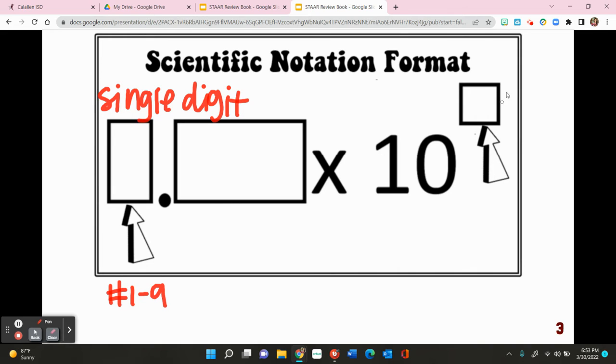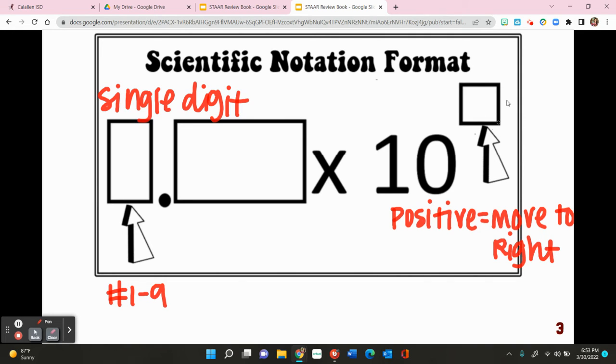Now, also important to note is your exponent. If you are going from scientific to standard, if you have a positive exponent, this means you're going to move your decimal to the right. So you will move your decimal however many times to the right this exponent is. Now, if your exponent is negative, this means that you will move your decimal to the left.